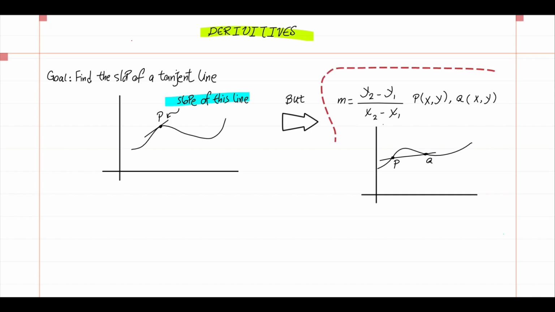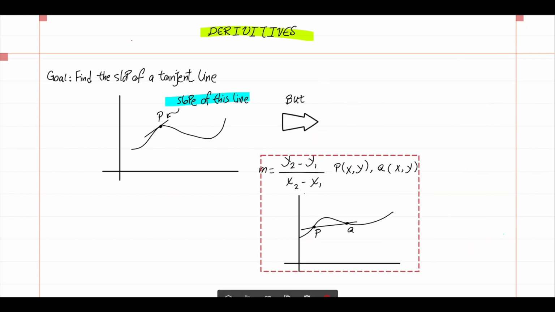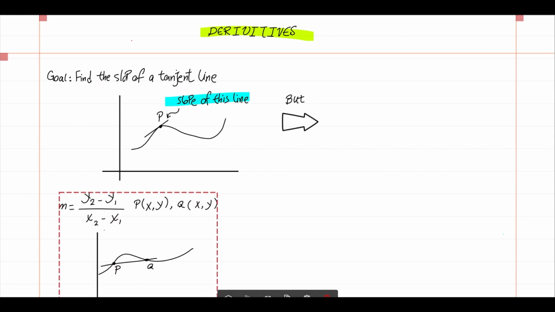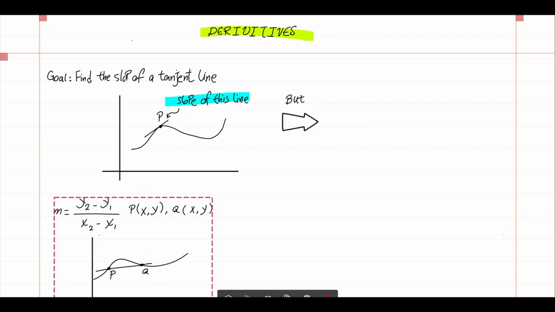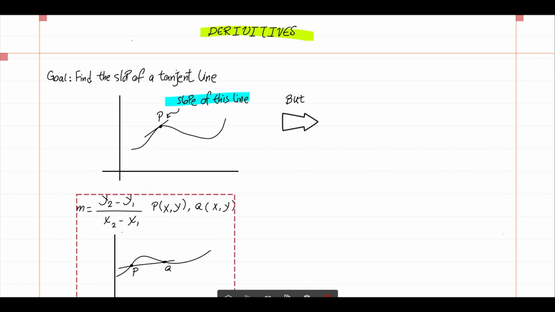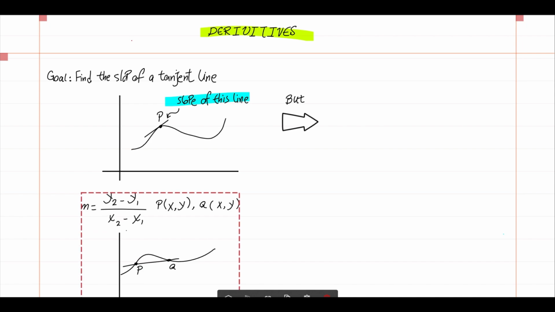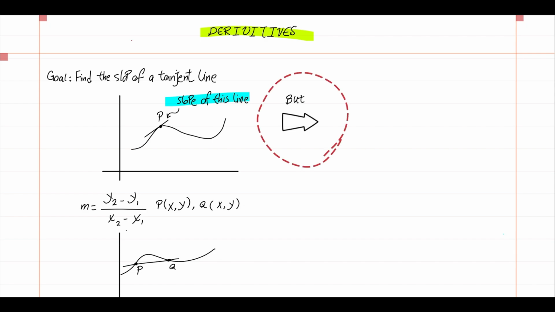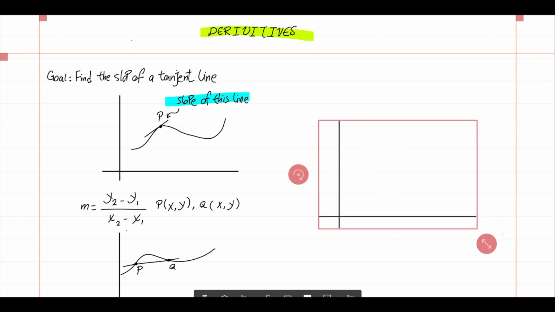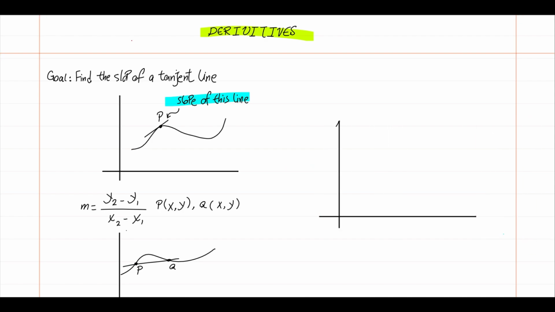But by definition, a tangent line is a line that touches the curve in one point. So we only have 1 point on that line. So how are we supposed to find its slope? The idea is to introduce another point on the curve. This other point is at a fixed distance from the first point.